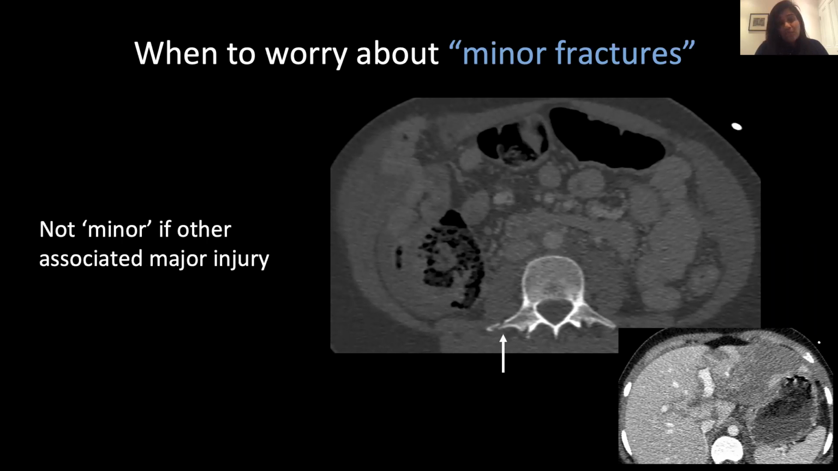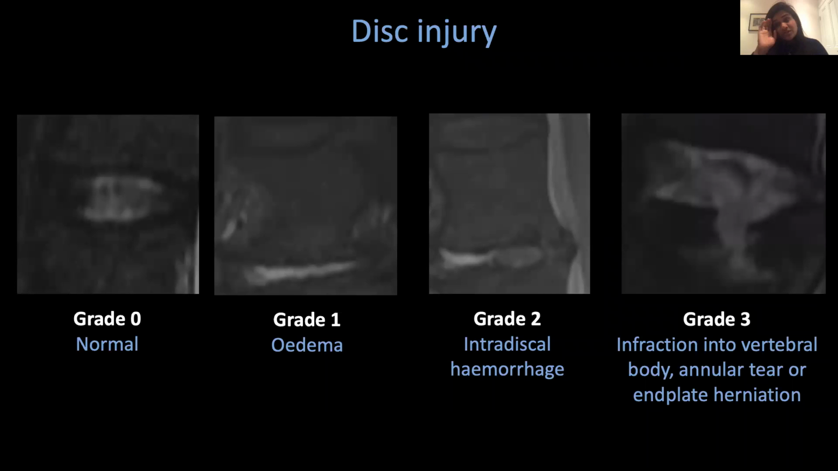You can see they have a traumatic anterior diaphragmatic wall hernia. They had multiple high-grade liver lacerations and hematomas. So I just want to quickly move on to disc injury.